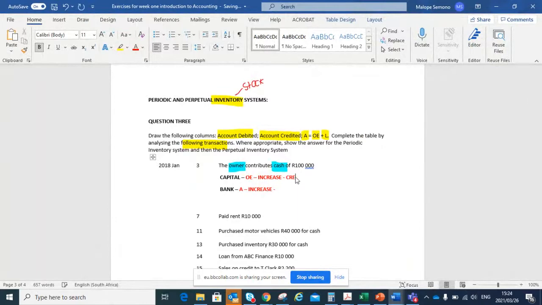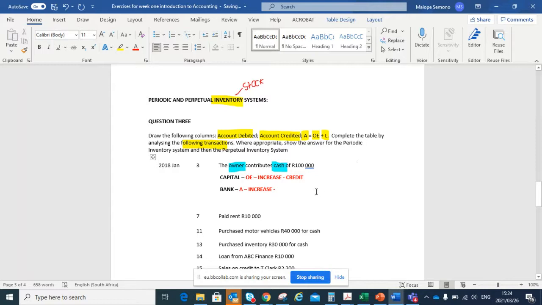Let's say capital, I'm going to record on the credit side. Can you see? Very easy. So, for example, if I don't know what to do to the bank, obviously it's obvious. In accounting, if you credit one account, the other account must be debited. Obviously, I know the answer for bank because bank will be debited because capital has been credited.